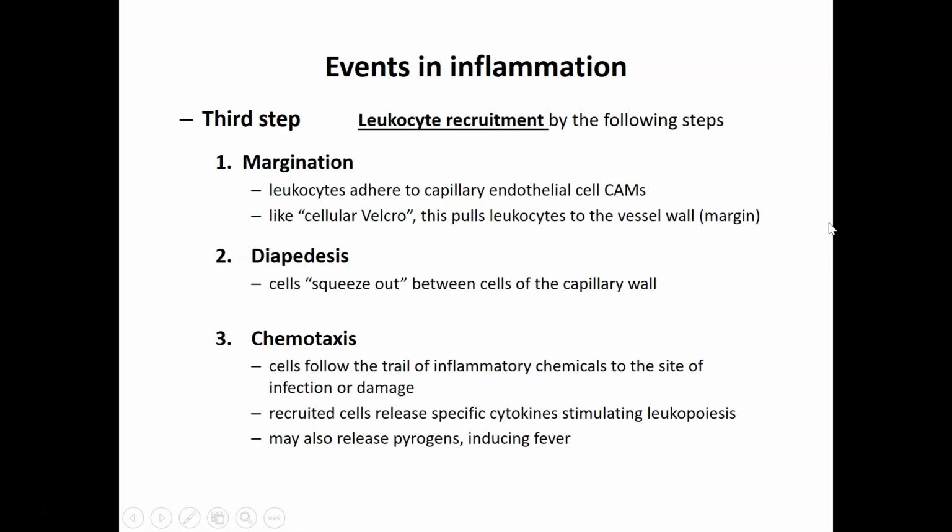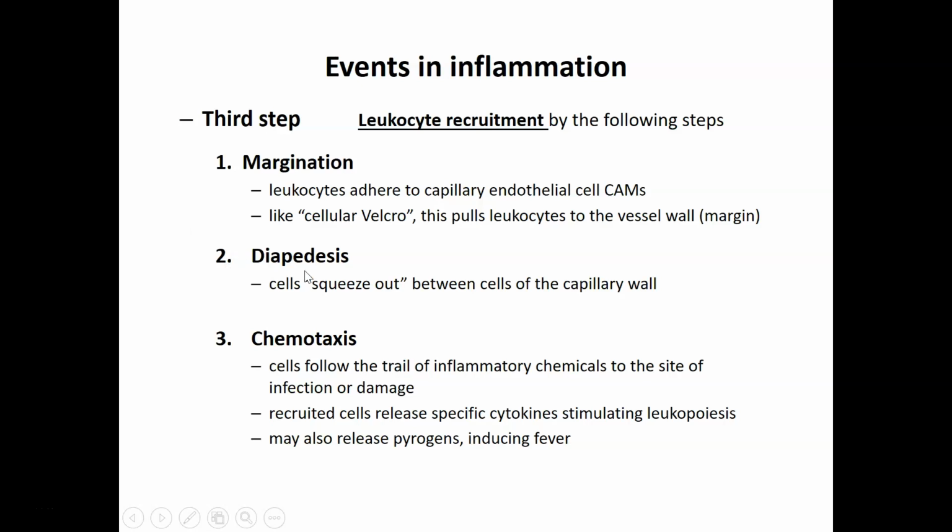This is where leukocytes are going to stick to the cell adhesion molecules on the inside of the capillaries, the CAMs that I just talked about. And margination is going to pull leukocytes from the blood in the circulation to the margin or the wall of the vessel. And then they're going to be tethered there, okay? Otherwise, if these cell adhesion molecules weren't there, the leukocytes would just flow right through, okay? But now they're stuck to the margin of the vessel.